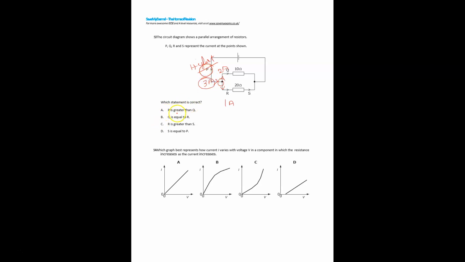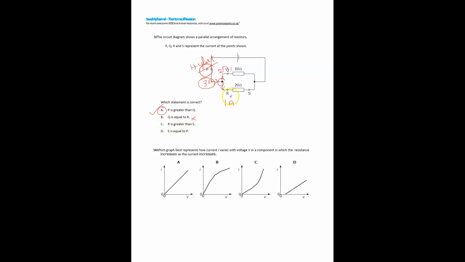So P is greater than Q. So that is the option, right? Q is equal to R. Here is Q and here is R. They are not equal because the resistors are unequal. So the option is wrong.